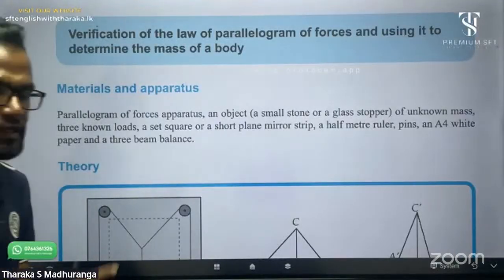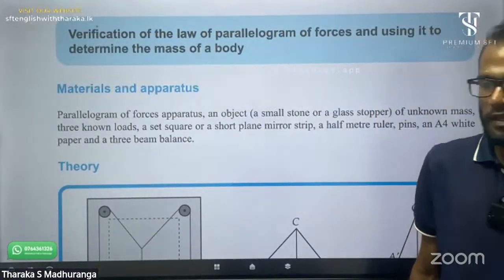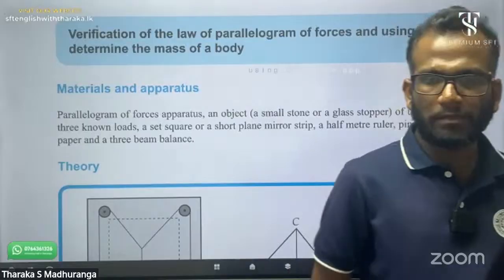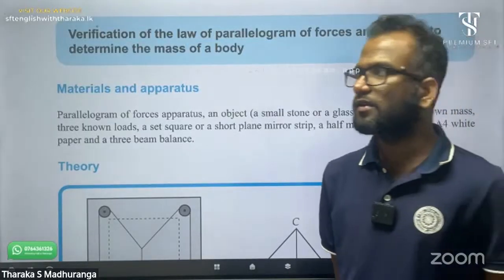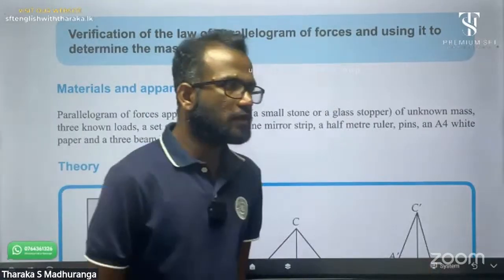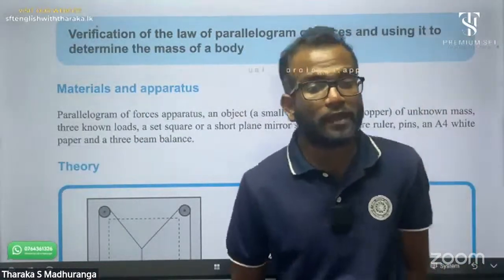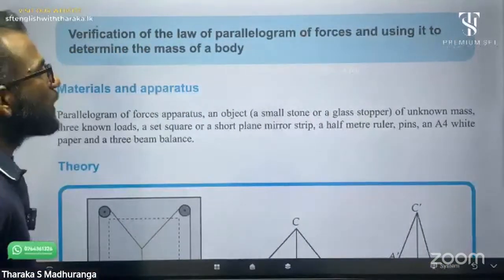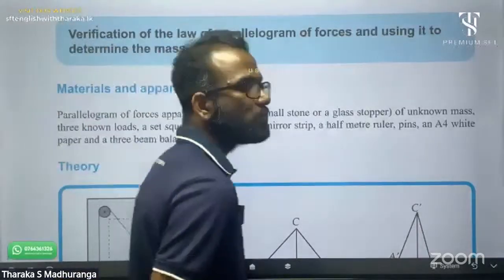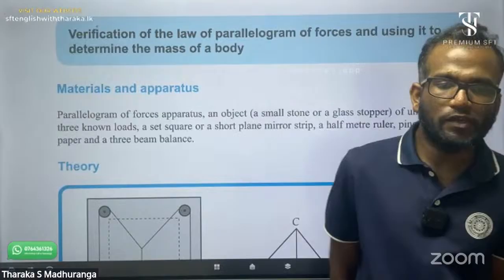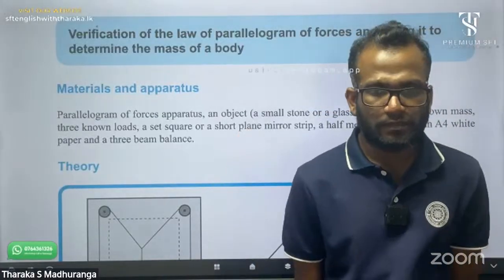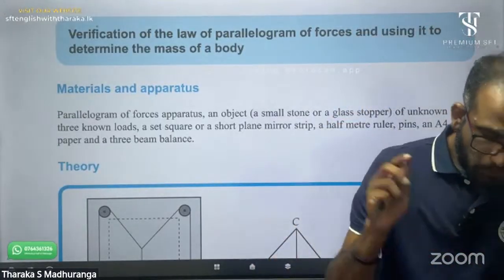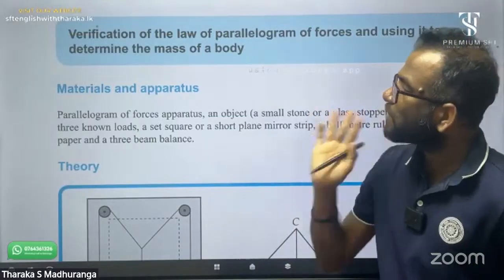The first lesson practicals, this is the parallelogram theorem. In 2016, as I remember, there was a full structured essay question from the parallelogram theorem: the verification of the law of parallelogram of forces and using it for the determination of the mass of a body. That we call the parallelogram theorem practical. The most important practical.